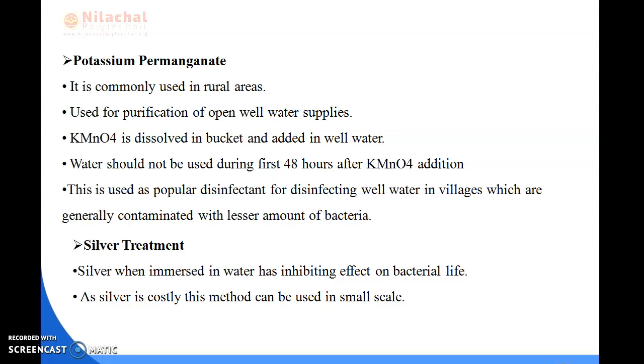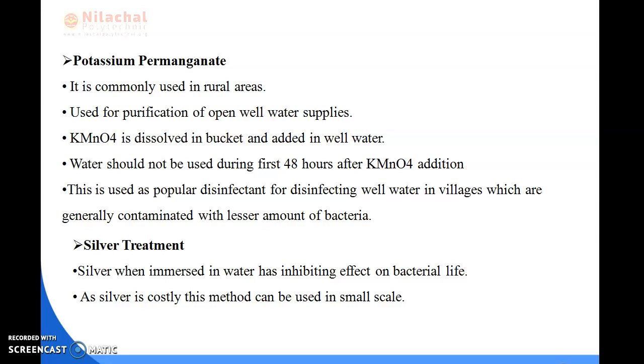Okay, next is silver treatment. Silver treatment is the last method of the water treatment process, that is, a method of disinfection. As silver, when immersed in water, has an inhibiting effect on bacterial life. As silver is costly, the method can be used on a small scale.